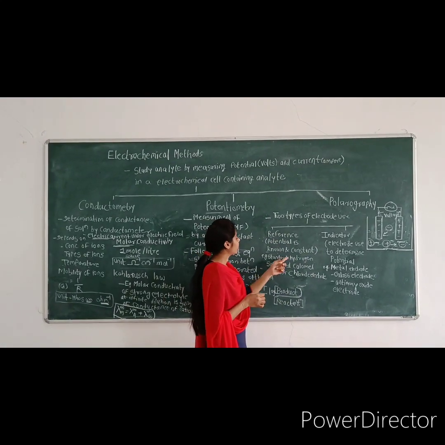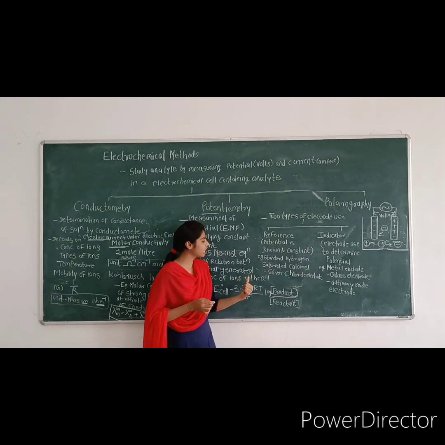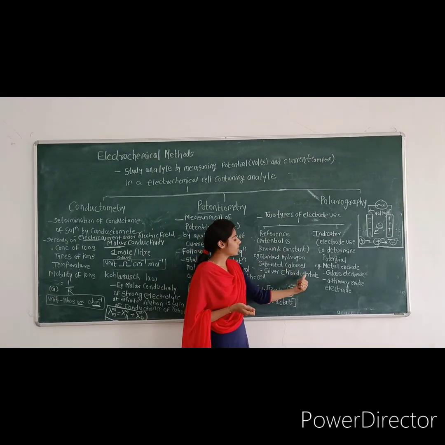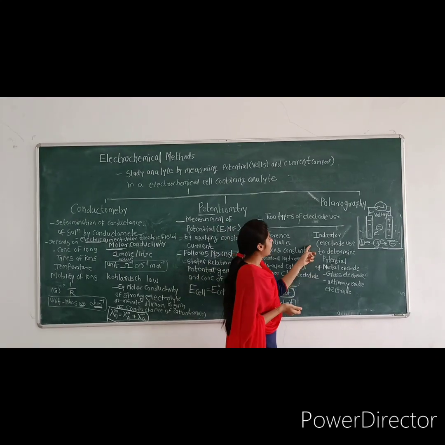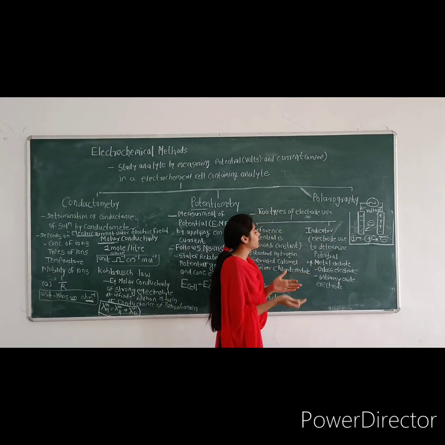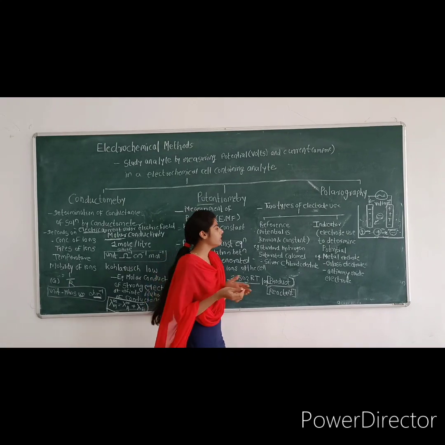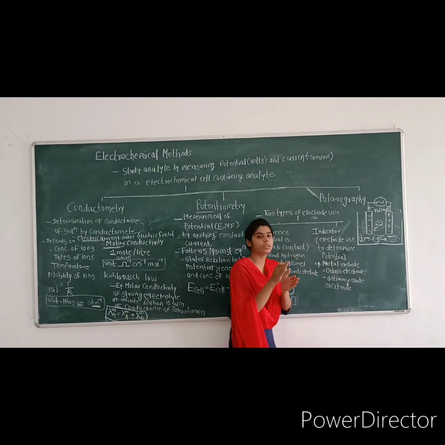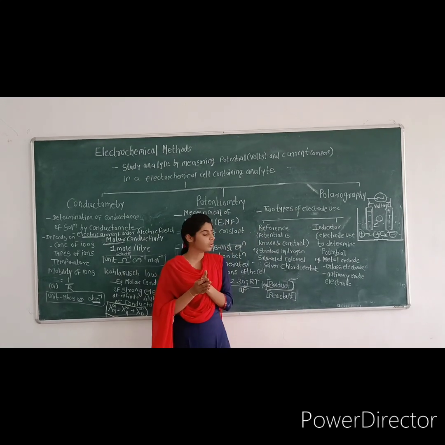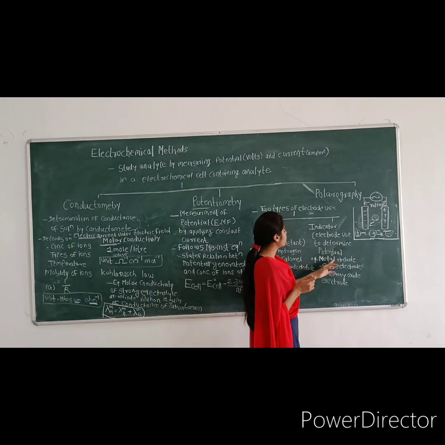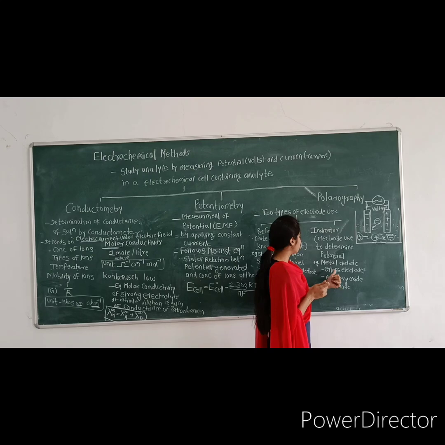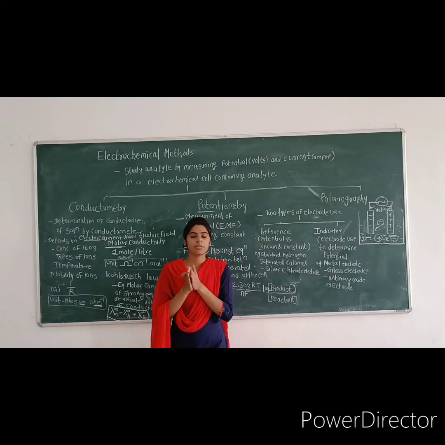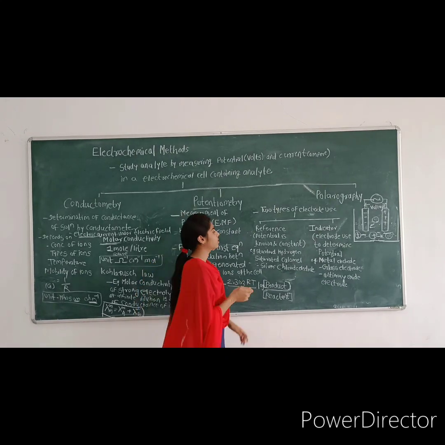Then examples of reference electrodes are standard hydrogen electrode, saturated calomel electrode, and silver chloride electrode. Then second one is indicator electrode. So indicator electrode means the electrode used to determine the potential of a particular electrolyte solute. Examples of these electrodes are metal electrode, glass electrode, and antimony oxide electrode. These are the two types of electrodes used in potentiometry.